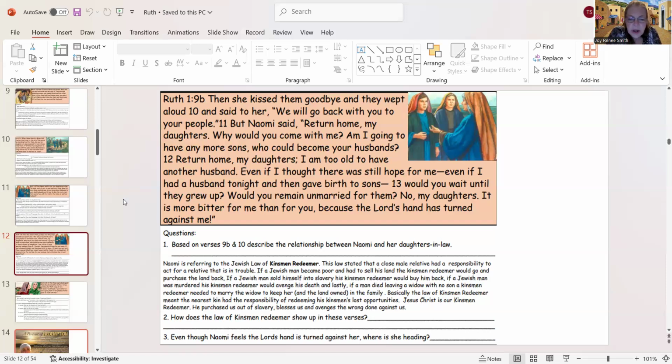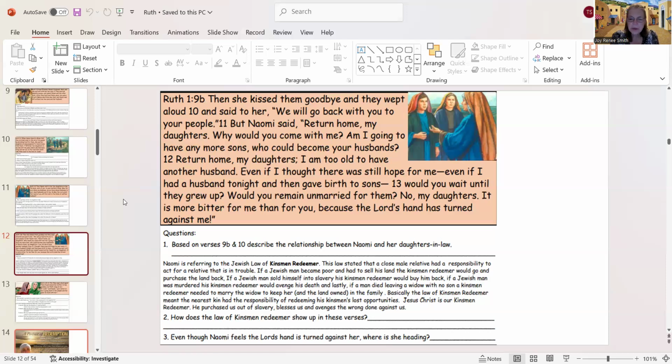Naomi is referring to the Jewish law of kinsman redeemer. This law stated that a close male relative had a responsibility to act for a relative that is in trouble. If a Jewish man became poor and had to sell his land, the kinsman redeemer would go and purchase the land back. If a Jewish man sold himself into slavery, his kinsman redeemer would buy him back. If a Jewish man was murdered, his kinsman redeemer would avenge his death. And lastly, if a man died, leaving a widow with no son, the kinsman redeemer needed to marry the widow to keep her and the land owned in the family.